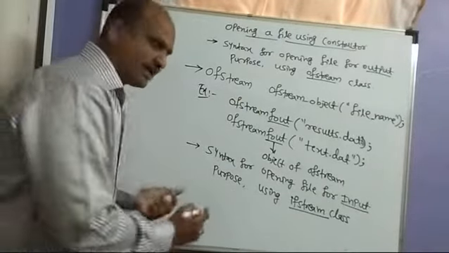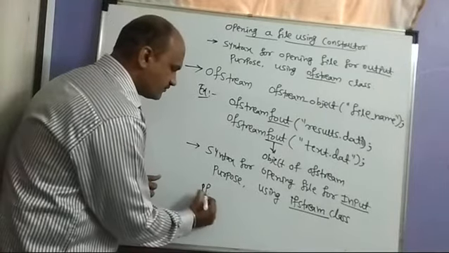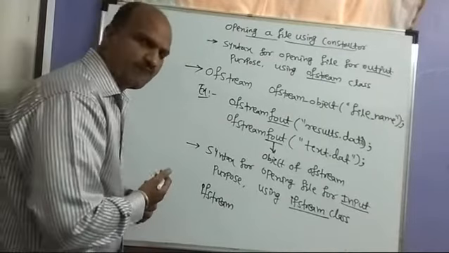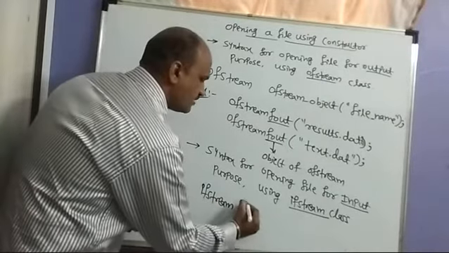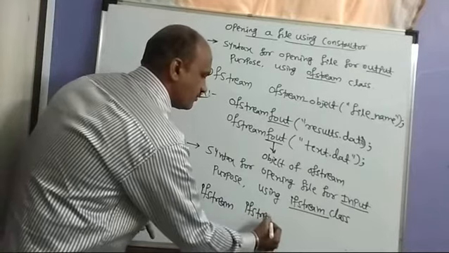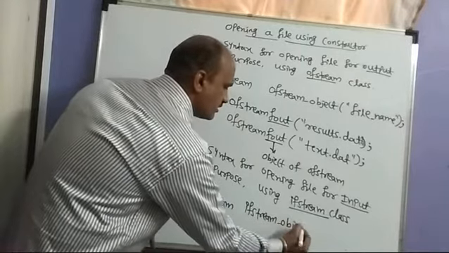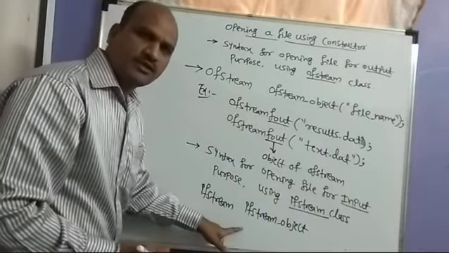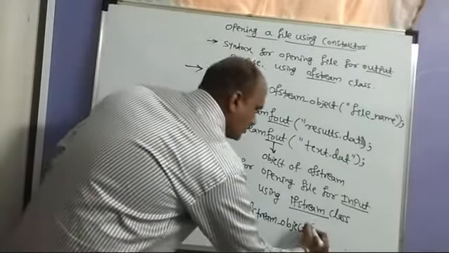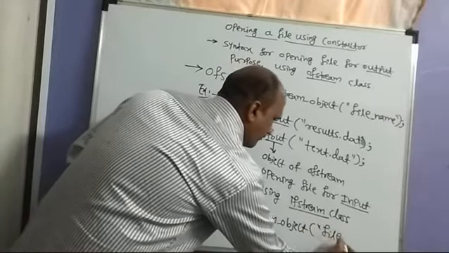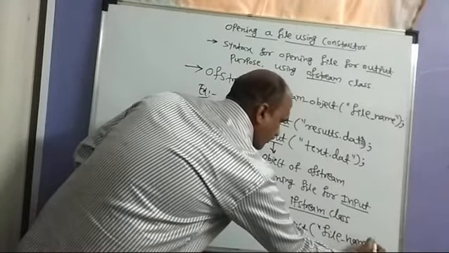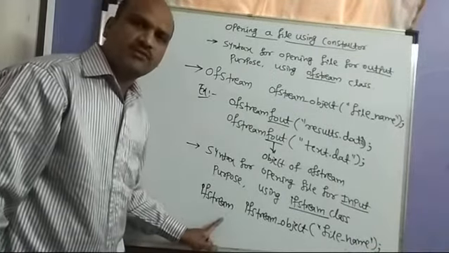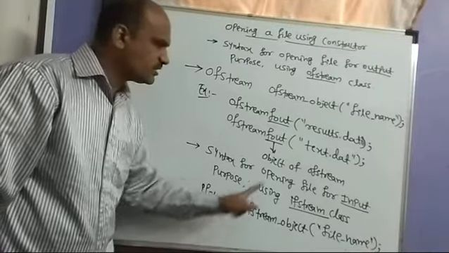Now again the syntax will be ifstream, because you are inputting the file. So ifstream, then the ifstream object, just as you wrote ofstream for the output, you write ifstream for the input. Then again the file name, close the bracket, give the semicolon. This is the syntax for inputting the file.